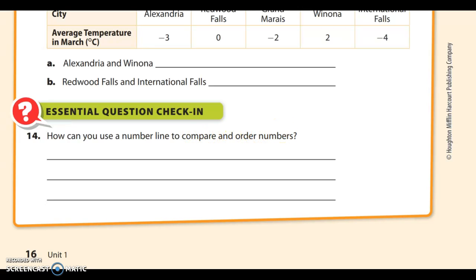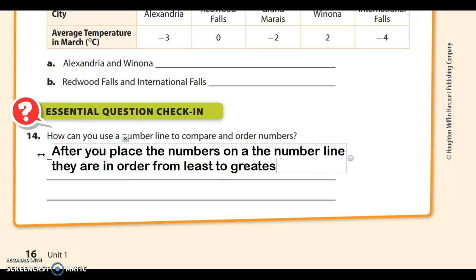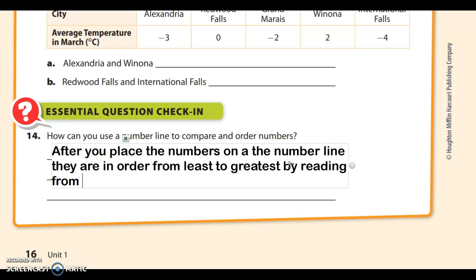What you can do here, I'm going to type. What you can do here is, after you place the numbers on the number line, they are in order from least to greatest. Least would be on the left. I'm going to put least to greatest. How do I want to say this? They are in order from least to greatest by reading from left to right.